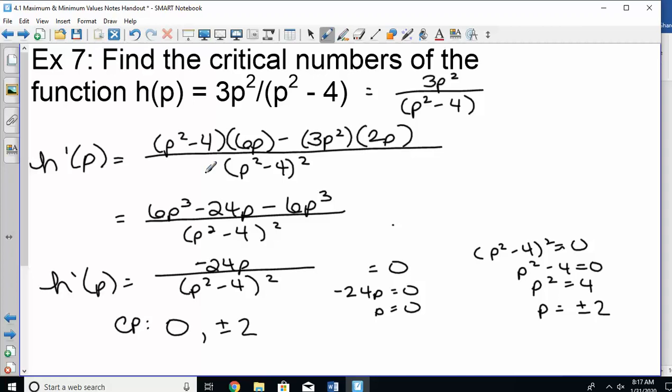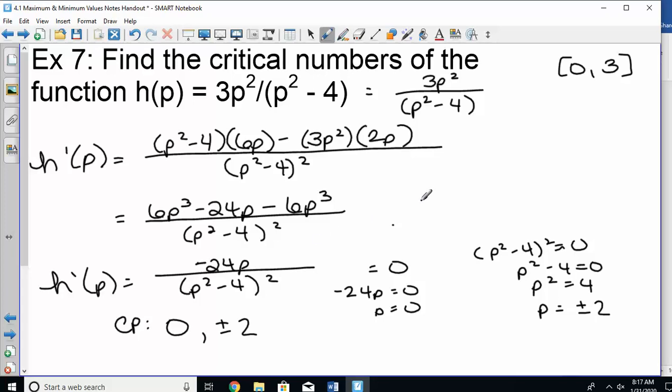If I wanted the actual maxes and mins, I would have to give you some kind of interval, and then you would test your critical points and your endpoints. Now, one thing I want to mention: if I said the interval 0 to 3, would you test all of your critical points? No, you wouldn't use the negative 2. So watch out. You might get critical points that aren't included in the interval I give you, in which case when you go to find your maxes and mins, you just ignore those. You only use the ones that fall in your interval.